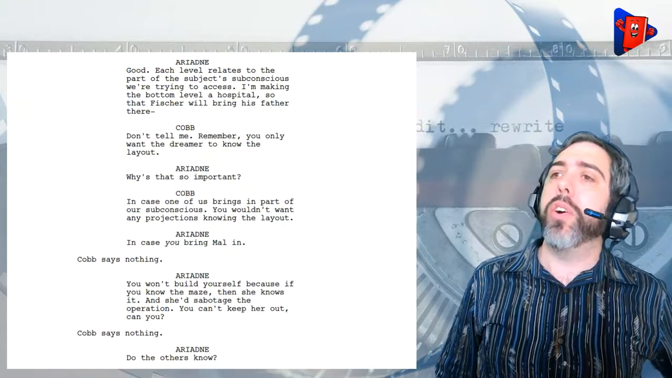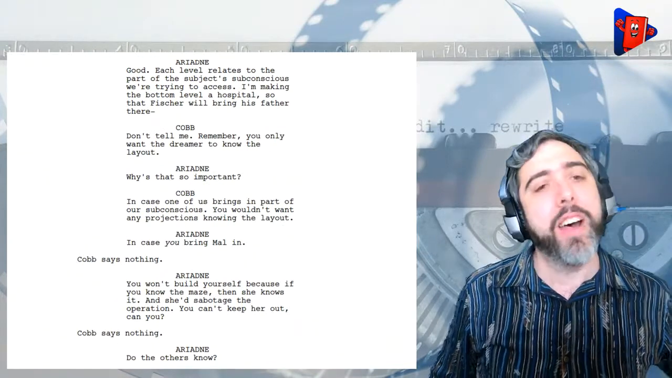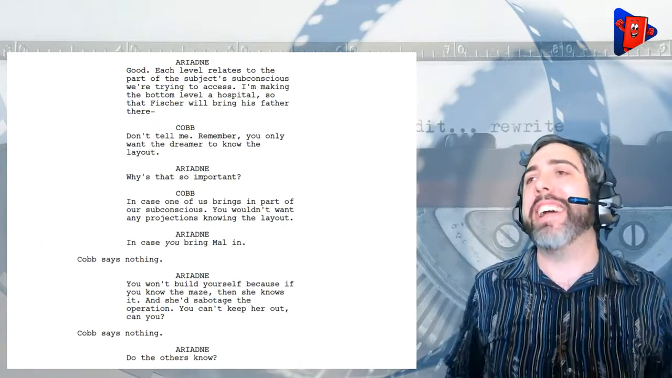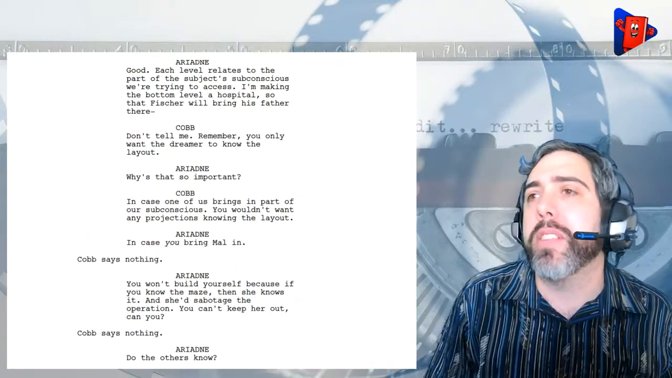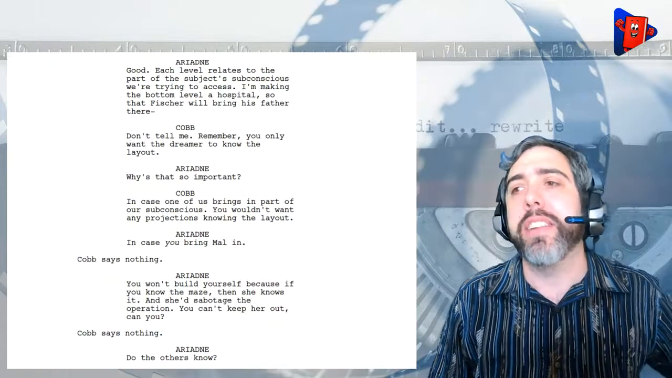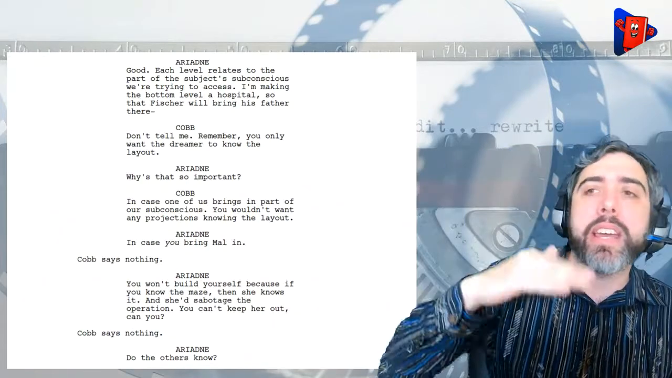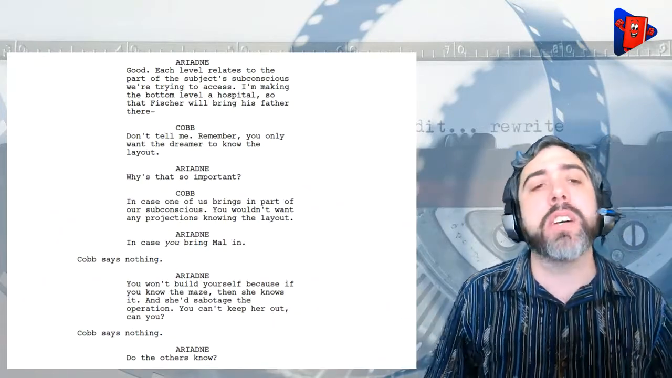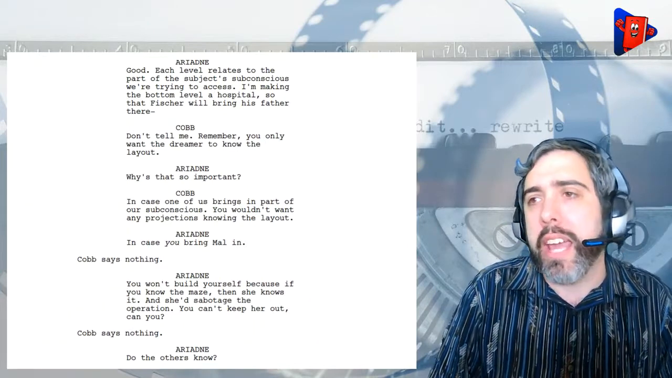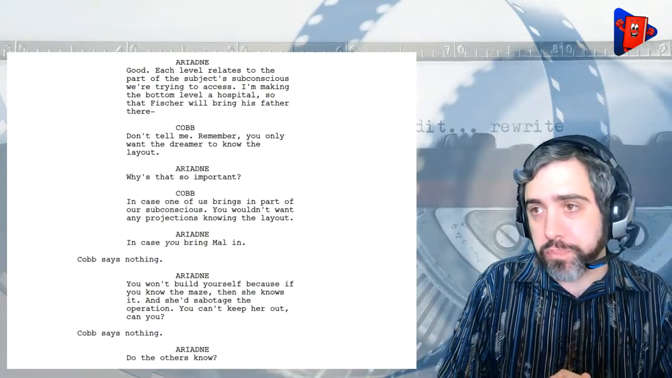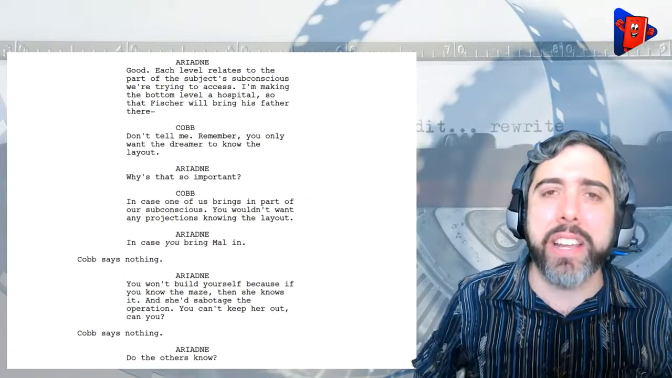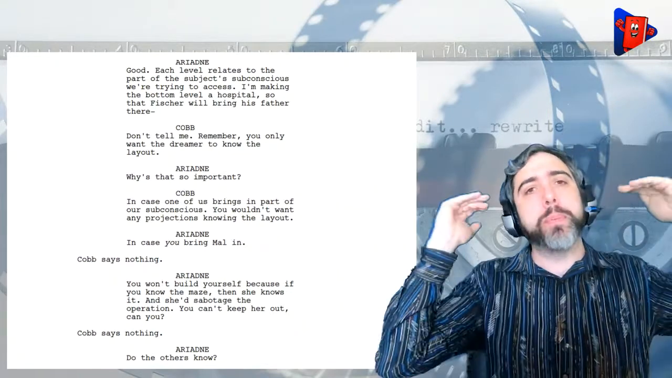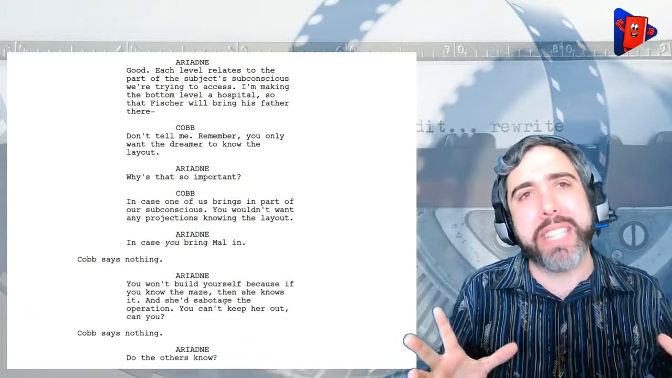All right, so we have more exposition here. Ariadne is talking about the levels. Each level is a different part of the subconscious and things like that, and it's a maze. And then we still have this tension, right? Because in case you bring Mal in, and that's why really Mal, like I said, is the antagonist. She is the character that's looming over everything. She might mess everything up.